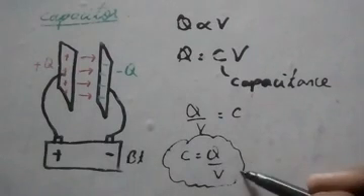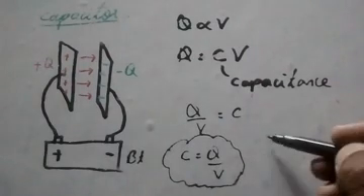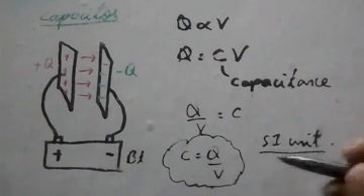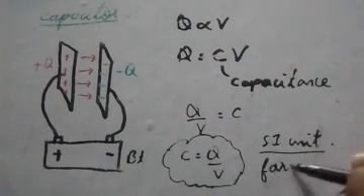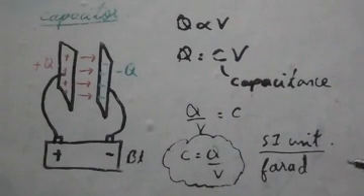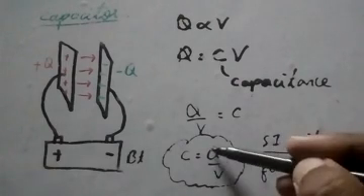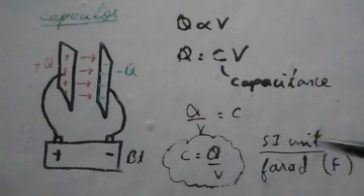Now let us study what the SI unit of capacitance is. The SI unit of capacitance is the farad, F-A-R-A-D, to honor Michael Faraday. The symbol is capital F. While writing you write the short form farad, but the symbol is F. Capacitors are marked in farads. 1 farad is a very big amount, so usually we have microfarad or picofarad. Let's see what they are.